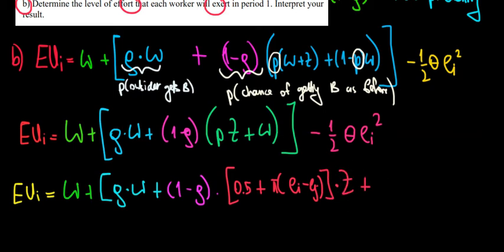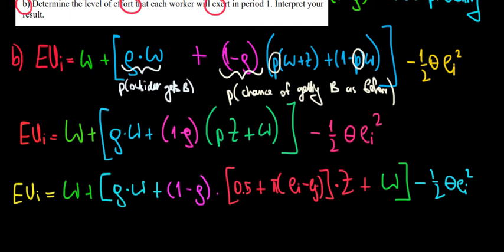Let me change colors for the W. So plus the wage. Okay, we close all this bracket. Minus 1 over 2 theta e to the power of 2. Now we have everything depending on the effort level. We have it in all the terms possible.